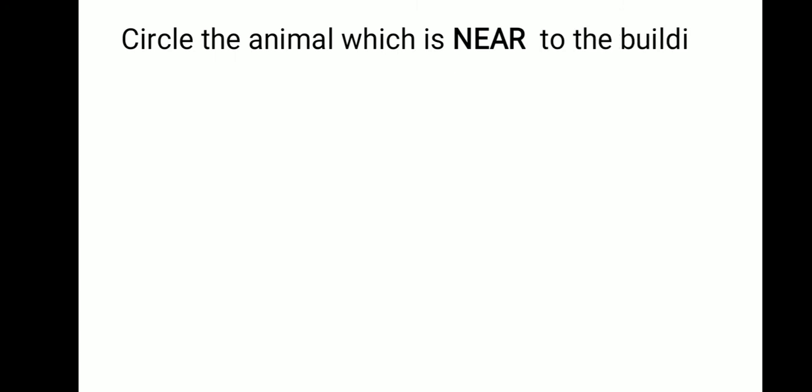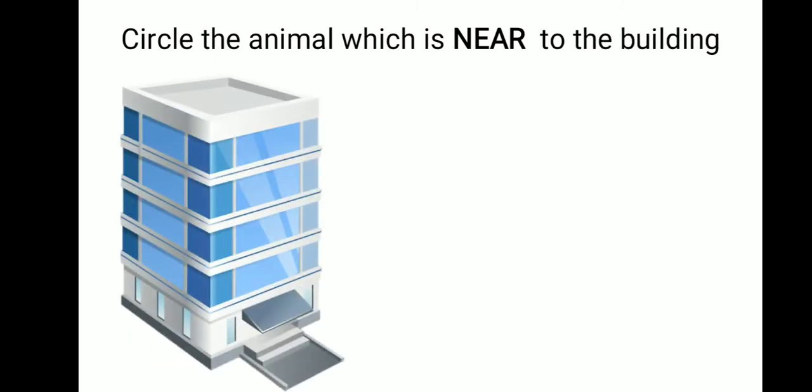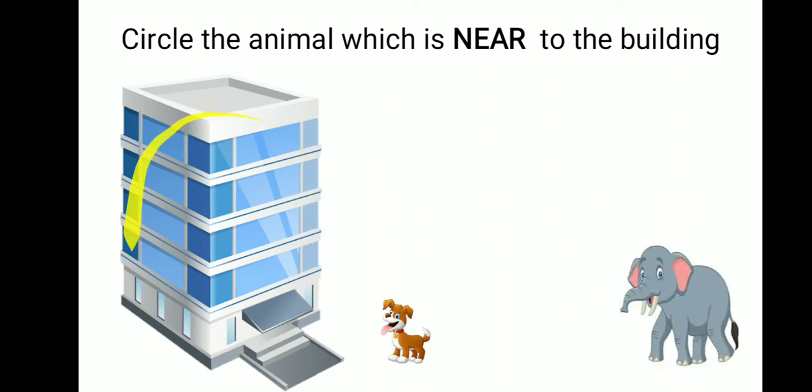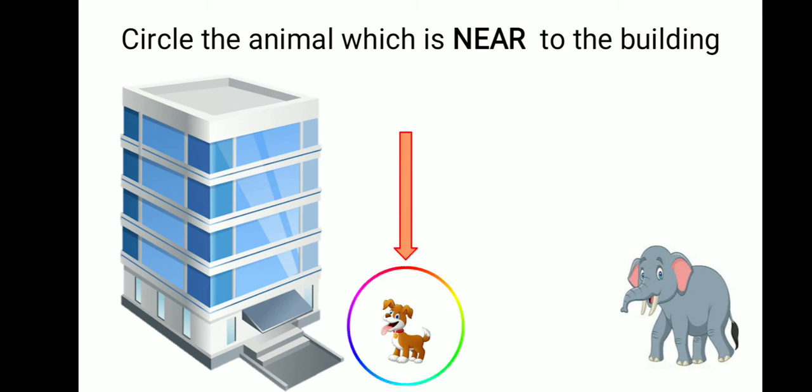So now I have an activity for you. Here you have to circle the animal which is near to the building. This is the building and there are two animals here. Children, can you tell me which animal is near to this building? Yes, dog. Dog is near to this building.